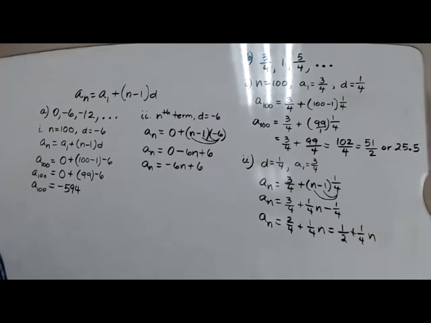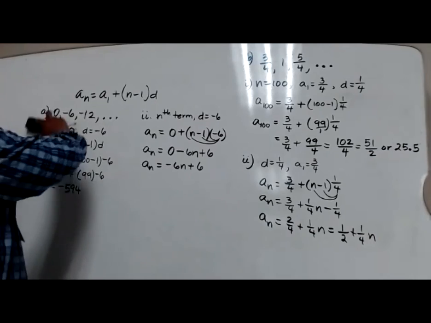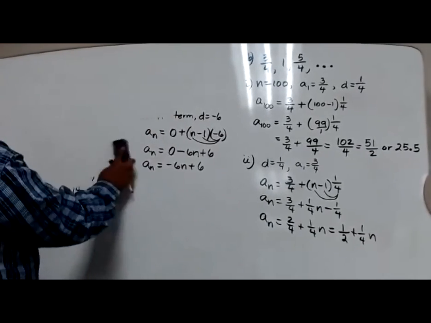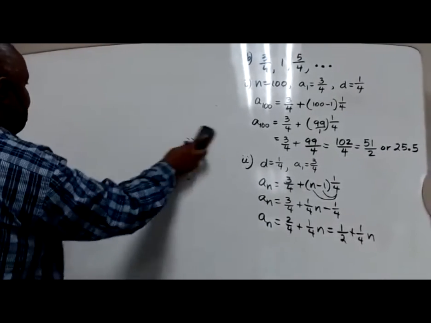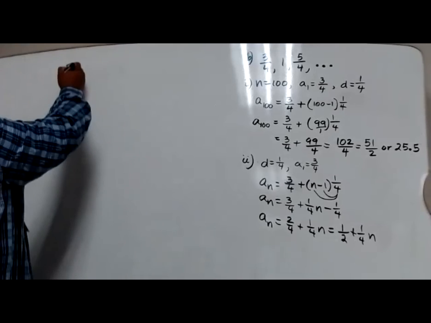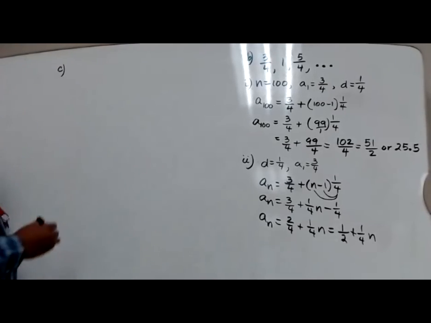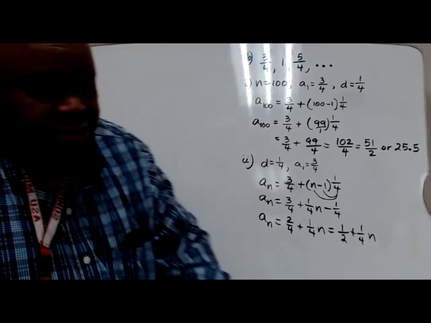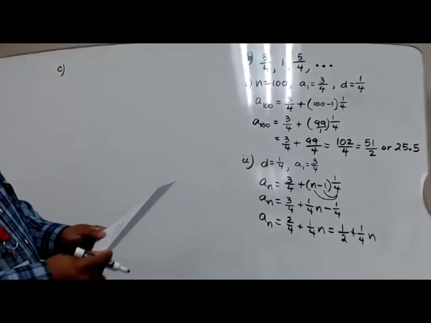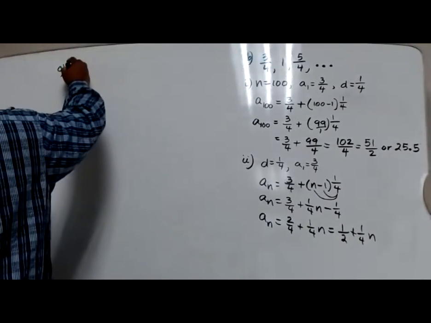Questions on part B? And part C, we got 22, 19 and a half, 17.